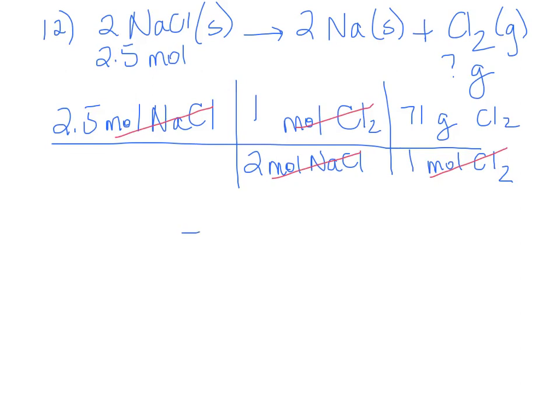And so if I do the multiplying and dividing, remember that you have a couple of options here with your calculator. You can take 2.5 times 71 and then divide it by 2, or you can take 2.5 divided by 2 and then multiply it by 71, right? However you want to do it, but you should come up with the correct answer of 88.8 grams of chlorine. So there you go. So see what you can do with problems 13 and 14 and also 10 and 11.